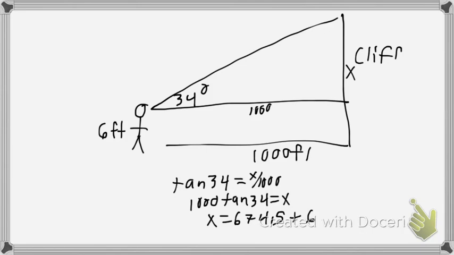Why do we need to add 6? It's because Andy is sitting there looking up, and his eye line, the 0 degrees that we're taking from for the angle of elevation, is 6 feet off the ground. So if we want to know the total height of the cliff, we need to take this x portion right here, and then add the 6 feet that are right there. And that'll give us the total height of the cliff.